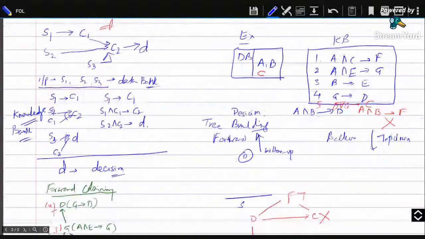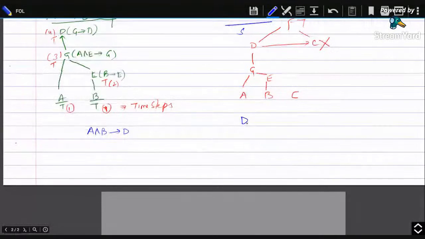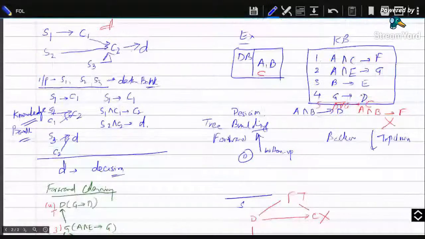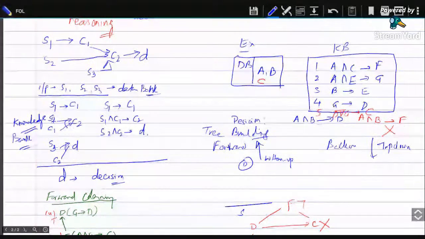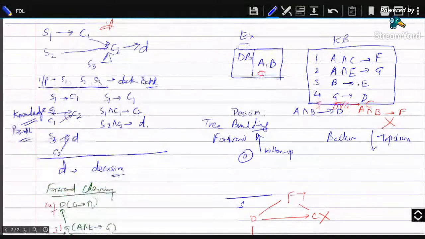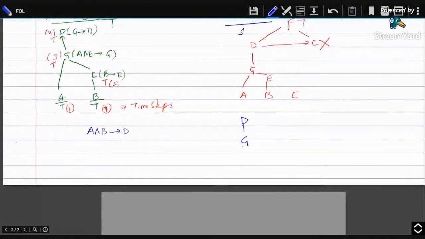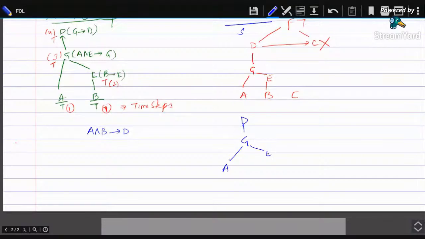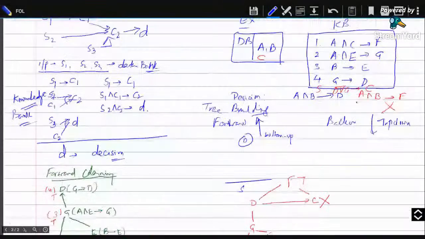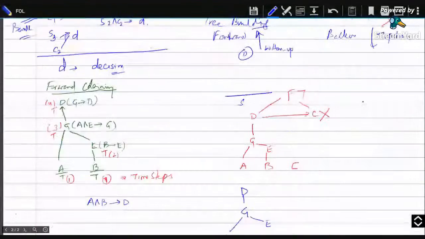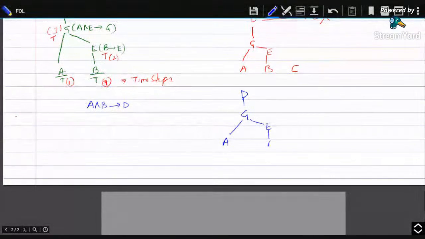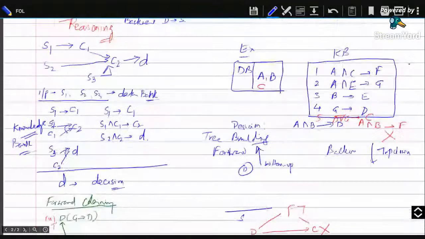So where is D? D you can find in the fourth position, and the fourth position says D can be true only when G is true. So when do you think G is true? Look for G on the right hand side. G will be true only when A and E are true. So when do you think E is true? E is true when B is true.